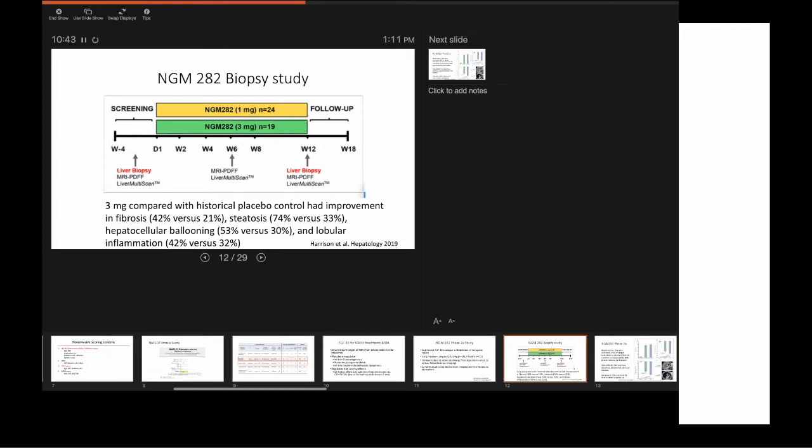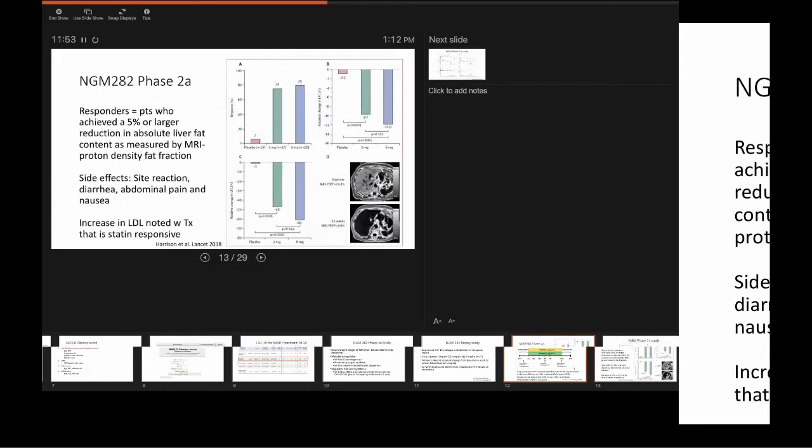And I put up the data here because it's really impressive that with a 3 milligram dose compared to the historical biopsy, they saw improvements in fibrosis, steatosis, hepatocellular ballooning, and lobular inflammation. And it's really dramatic, the steatosis improvement that they saw.